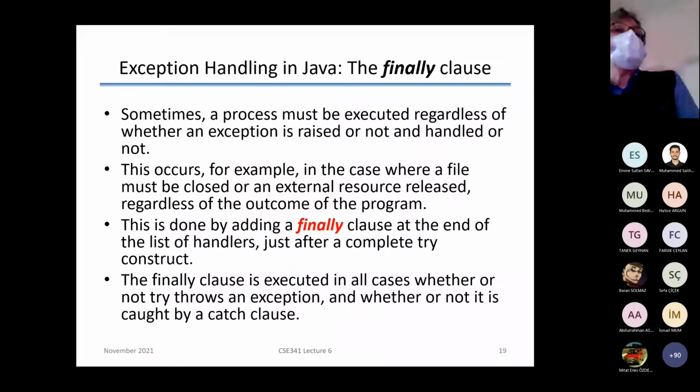And the finally clause, Java supports this one. In this case, a process actually has to be executed regardless of whether an exception is raised or not, and handled or not. So this is finalization, meaning that if you either go through an exception or handling, or you go through the usual path, then at the end of the usual path you have this finally clause that you will do no matter what.